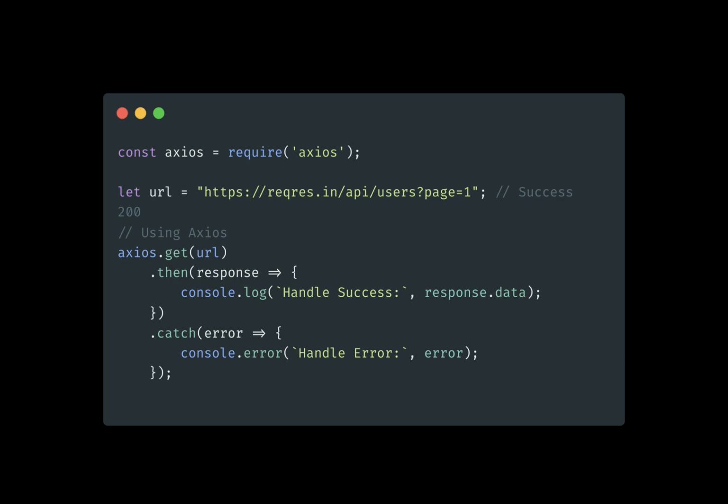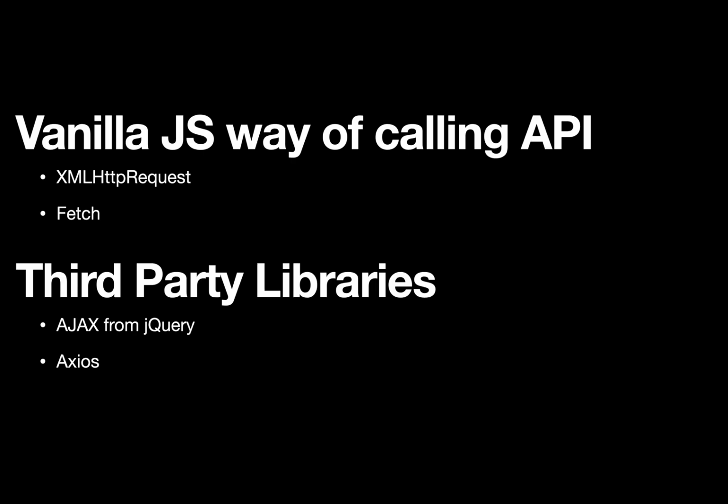There you have it, a comprehensive guide to calling APIs in JavaScript, from the classic vanilla JS methods like XML HTTP requests and fetch to the powerful third-party libraries like AJAX and Axios. The choice is yours based on your project's needs. Whether you prefer the traditional approach or embrace the modern and concise syntax, just remember, happy coding.